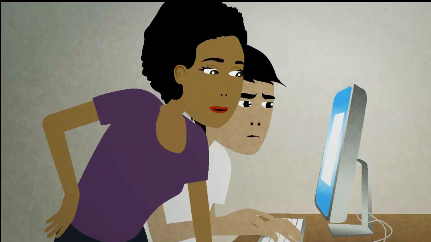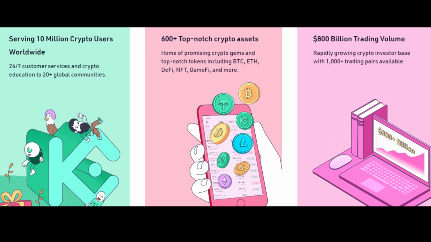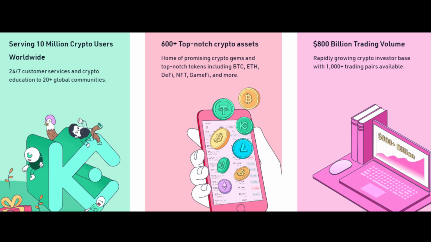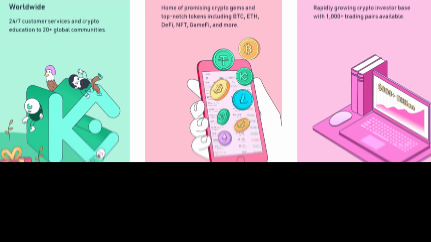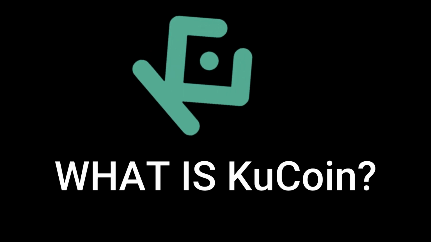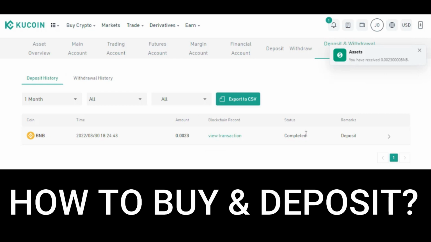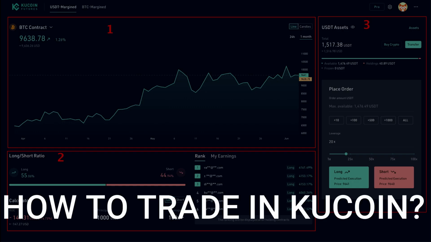Today in this video, we would be having a look at KuCoin, which is the #1 altcoin exchange that has supported over 648 plus projects and has over 1000 plus trading pairs. Apart from having a look at what KuCoin Exchange is, we would be also learning about how you can buy or deposit crypto with the help of KuCoin Exchange, as well as how you can trade in KuCoin.